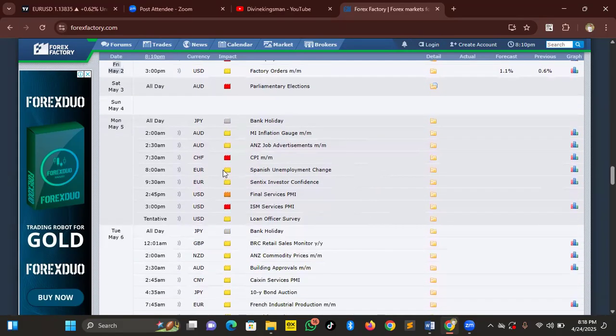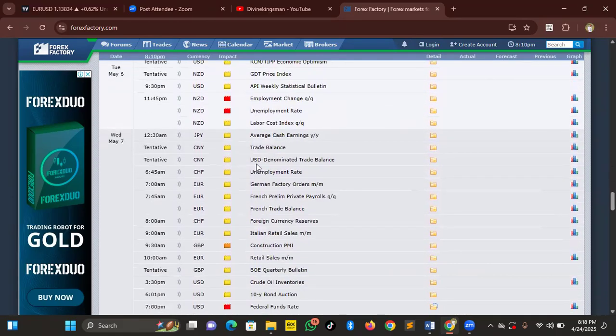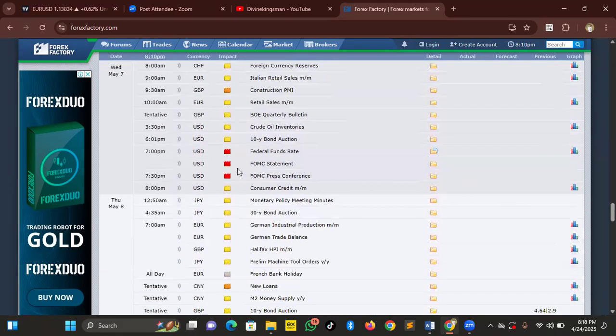Let's see if you can see this. This is CPI, but this is for the Swiss franc. But I want to really check the US dollar, so let's go with the US dollar as well. This is still the same month. You can see we have FOMC here. This is the Fed, the people that really cut rates. They really cut rates, so you can also see this.